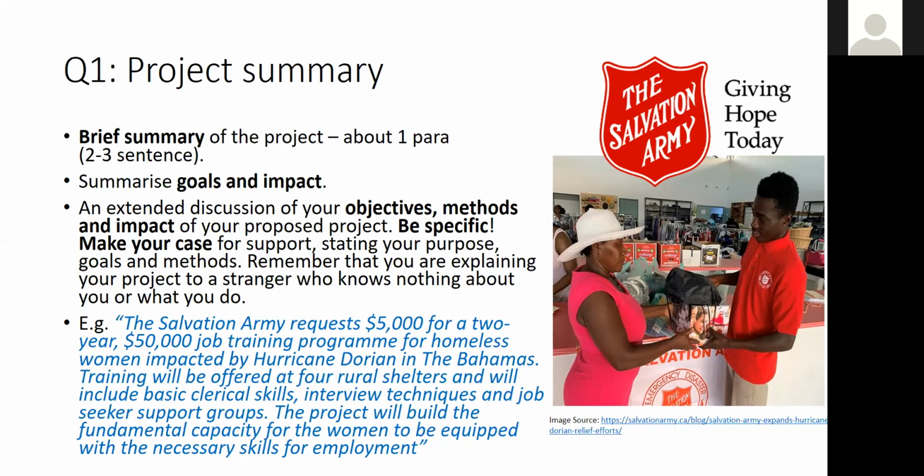If you look at an example that I put on the screen here, an example of a good project summary. This is from the Salvation Army project. The Salvation Army requests $5,000 for a 2-year, $50,000 job training program for homeless women impacted by Hurricane Dorian in the Bahamas. Training will be offered at 4 rural shelters and will include basic clerical skills, interview techniques, and job seeker support groups. The project will build the fundamental capacity for the women to be equipped with the necessary skills for employment. So in this short para, you will get everything that you need to know whether this guy deserves the fund or not. What was the project? Why is this important? How is this going to be done? And who is going to benefit the outcome out of it? So this is what I mean by a good, precise project summary.